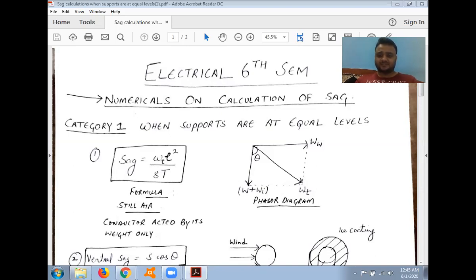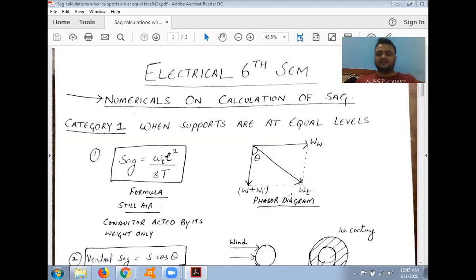In case of a transmission line, there are two other effects also: the effect of wind pressure and the effect of ice loading. So we have to calculate the effect of wind pressure and ice loading also. In the numerical, sometimes the wind pressure is given and sometimes the ice loading. So we have to calculate the total weight that is represented by WT. L is the length of the span, T is the tension in the conductor.